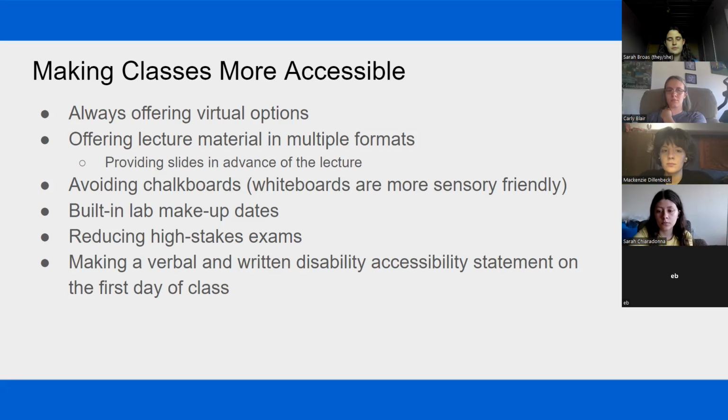The next thing that I wanted to talk about is offering lecture material in multiple formats. On the past slide, we were talking about more physical ways to make things more accessible, but there also exist students with cognitive disabilities who maybe process information better in a visual way, or better in a textual way, like reading, or better in a symbolic way, or an auditory way. So it's always best practice to offer your lecture material in multiple formats.